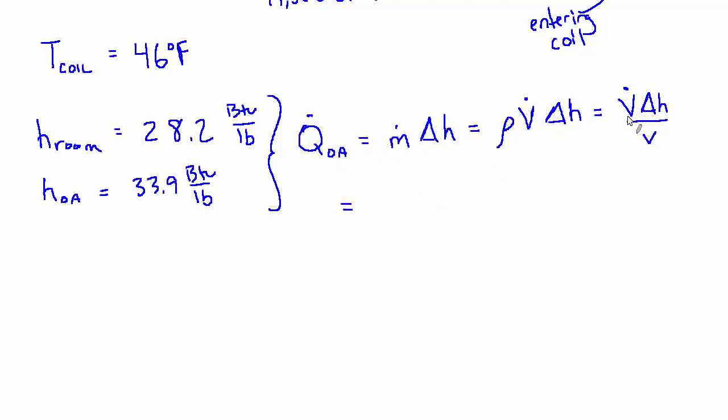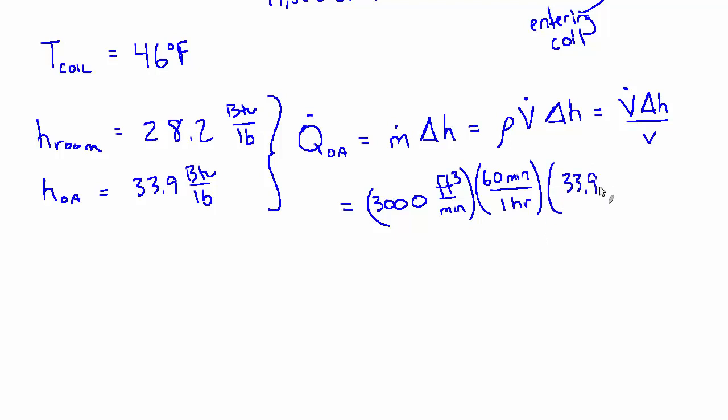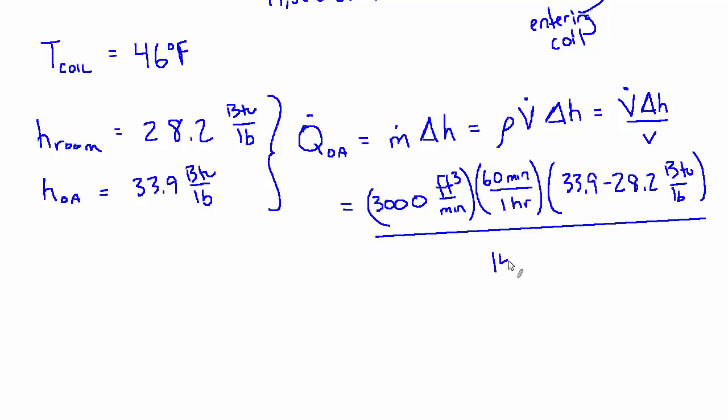So the CFM, volume flow rate, is 3,000. I'll write out the units now, feet cubed per minute, and we're going to need to convert to hours since we want BTUs per hour, so 60 minutes per hour, and this is why I'm writing out the units, because that is easy to miss. And then the delta H, 33.9 minus 28.2, and that's BTU per pound. That's all being divided by the specific volume, 14.1 cubic feet per pound. And if you're wondering where all these numbers are coming from, they come from the psychrometric chart.